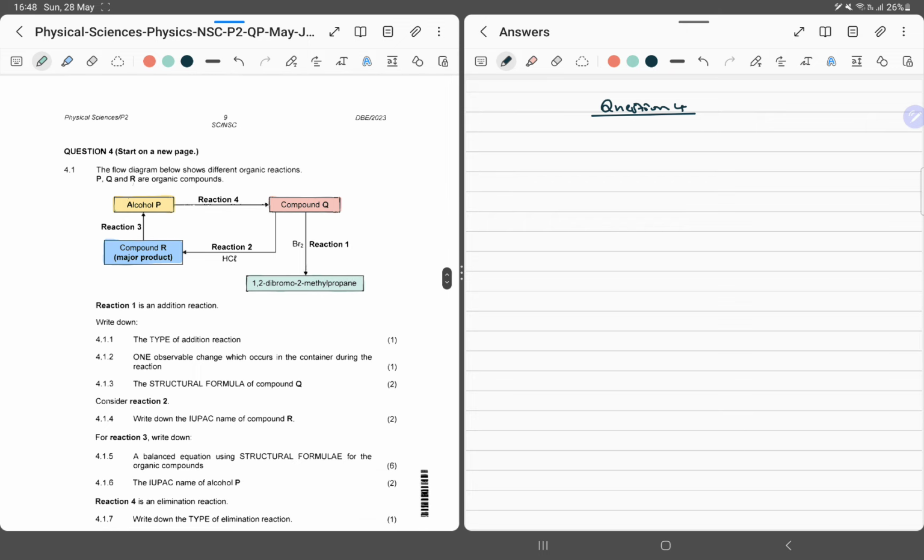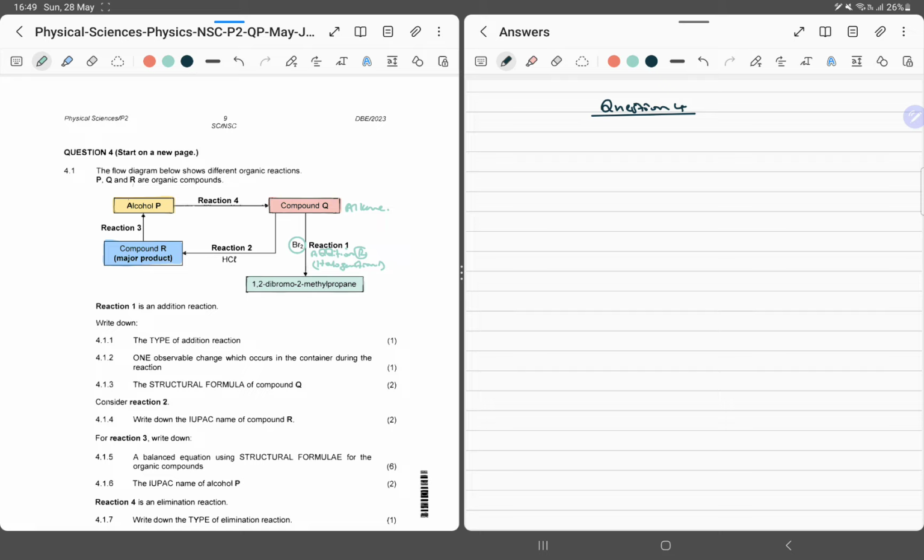If we see reaction 1, we are adding bromine to it, and then it gives us a 1,2-dibromo-2-methylpropane. So it gives us a haloalkane. So this one already says this is an addition reaction. Okay, and essentially it's a halogenation. Or you can say bromination to be specific, okay? Then this means this one is an alkene, okay? Because if we can add and both the bromine atoms are taken up, then it means that's an alkene. There's a double bond somewhere, okay?